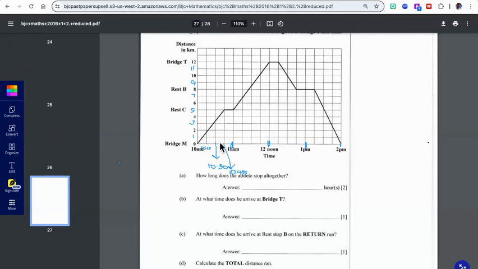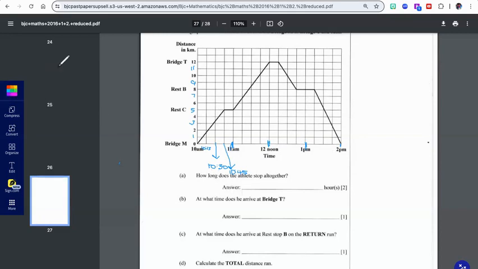So 15, 30, 45, 60. I was supposed to say we should complete a 60 because it's 60 minutes in an hour. So 15, 30, 45, 60. Okay, so the question says, how long does the athlete stop altogether?